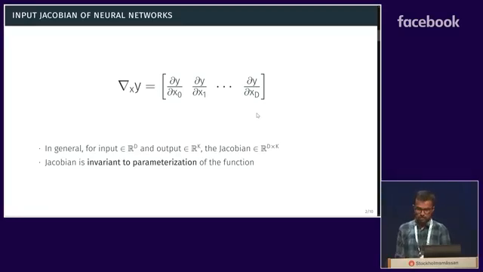The important property of the Jacobian is that it is invariant to parameterization of the function. This arises simply as a consequence of the chain rule. But a more interesting property is that if we consider ReLU nets without bias, then the output can be simply written as the dot product of the Jacobian and the input. This means that the Jacobian actually captures all the information or the computation that is performed by the neural network. This is quite helpful. But this doesn't hold true when we consider non-ReLU neural nets or ReLU neural nets with bias.